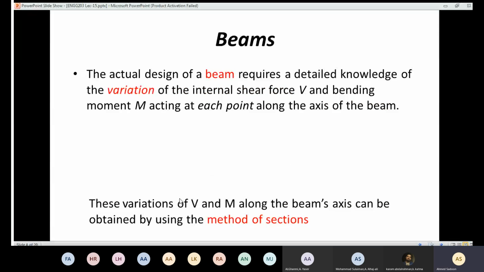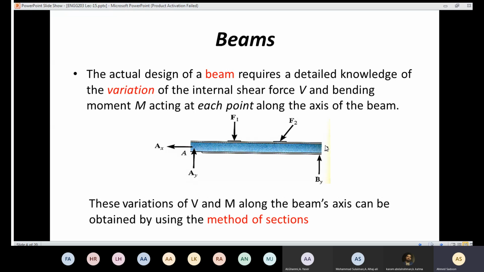Also, in order to design the actual beam, here I have a beam. I need to design the beam itself. So in order to design the beam, in order to choose the suitable size, I need to know the variation of the internal forces. So I need to know how the internal forces are going to vary from that point to that point and from that point to that point. If I don't know how the internal forces vary along the beam, I will not be able to come up with a convenient design.